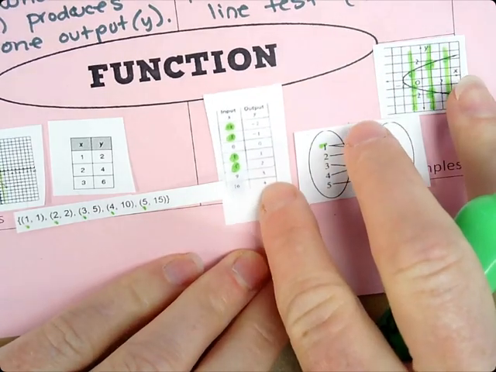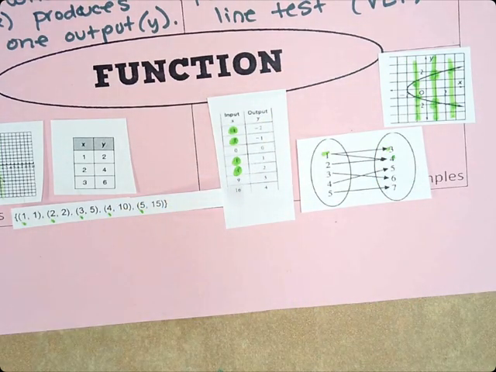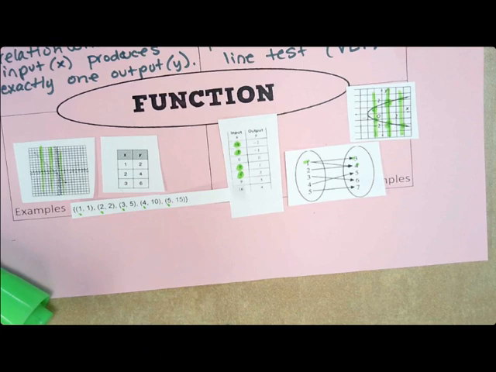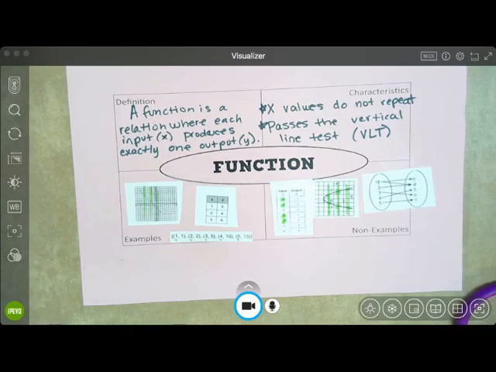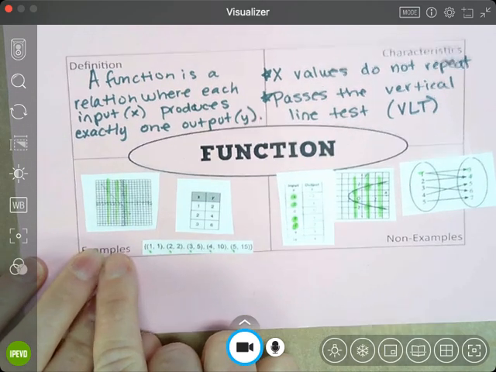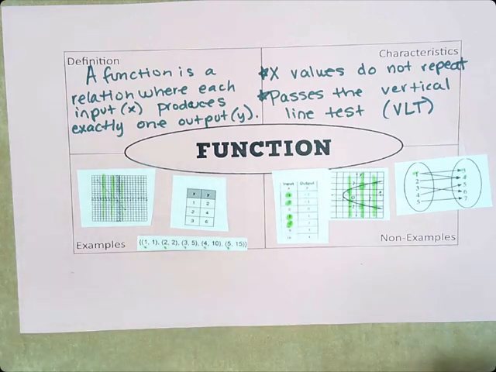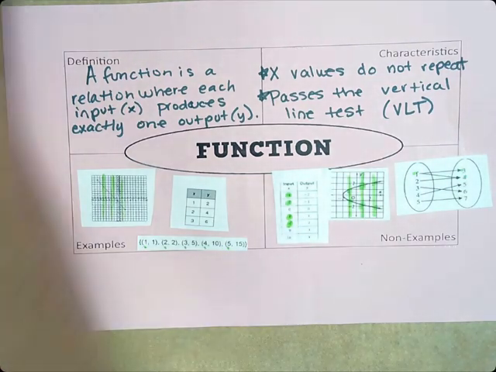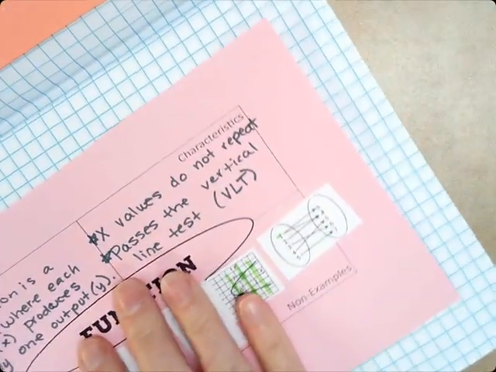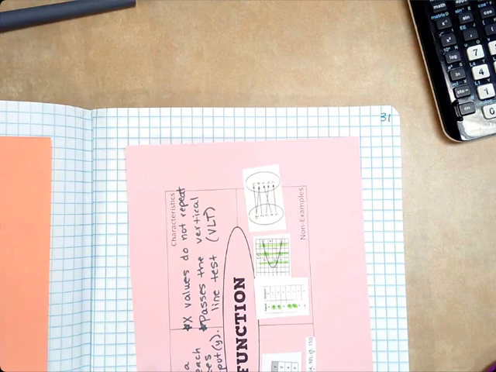So you can either glue or tape these in. Don't cover up where it says examples and non-examples. So you should have everything glued or taped in. If you covered up example and non-example, make sure to write that out to the side. We're going to glue this in the next page in our journal, which is page 31 right here. Let's go ahead and glue that in.